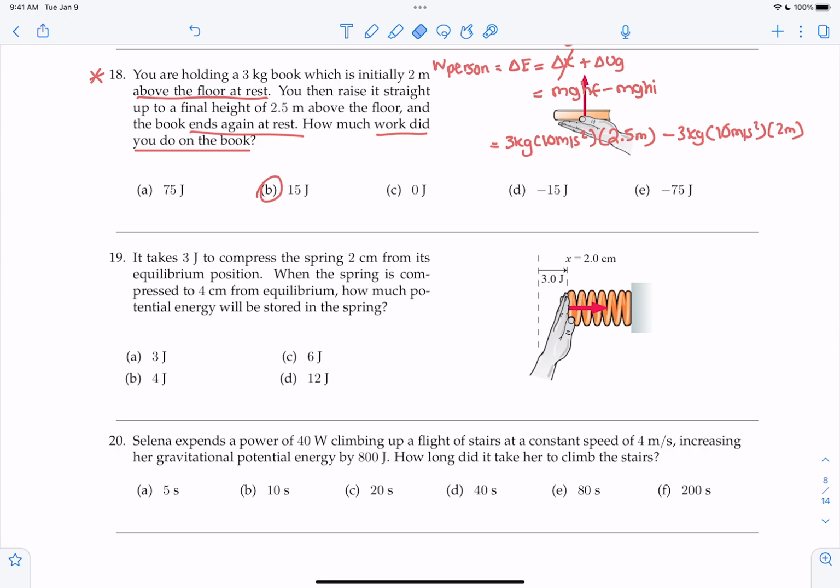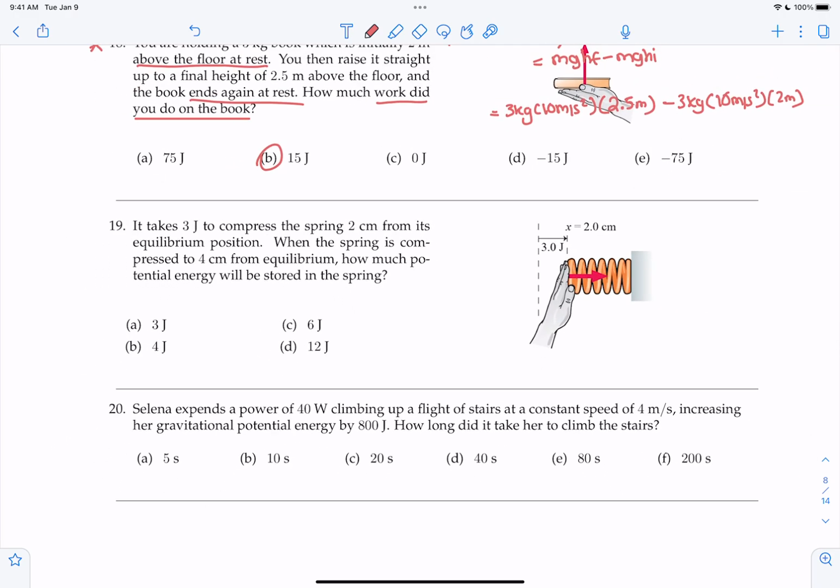So this isn't necessarily the bending stuff per se. I guess it was covered in last week's stuff, when we did energy. The problem says it takes 3 joules to compress the spring 2 centimeters from its equilibrium position. So that gives us a delta L or an x of 2 centimeters, or 0.02 meters, right? When the spring is compressed to 4 centimeters from equilibrium, how much potential energy will be stored in the spring?